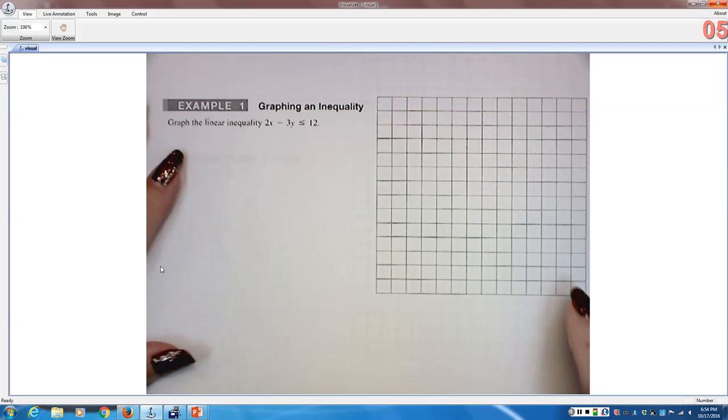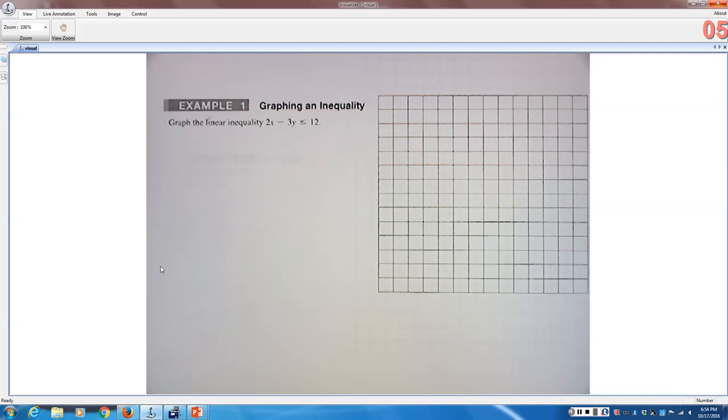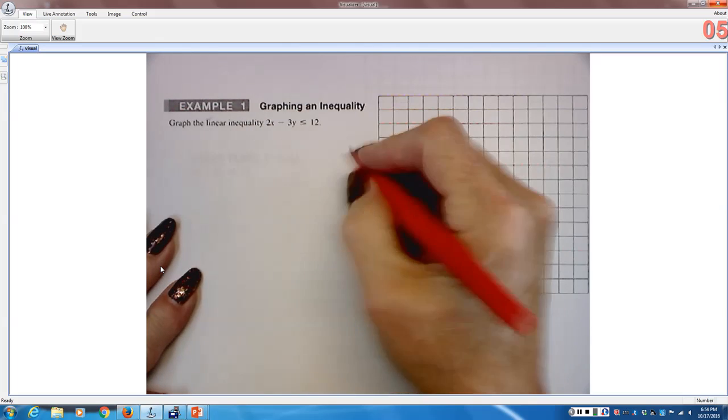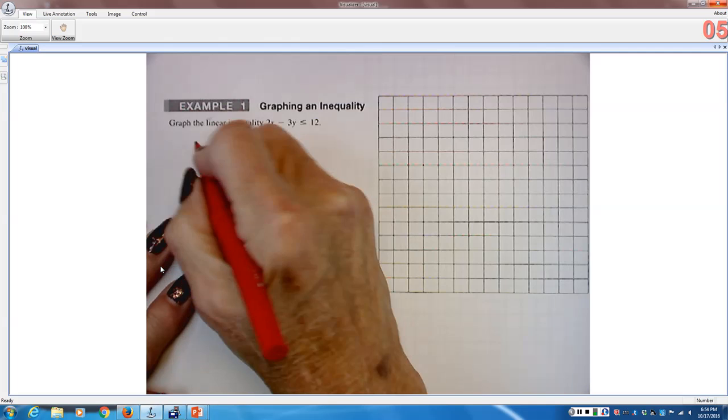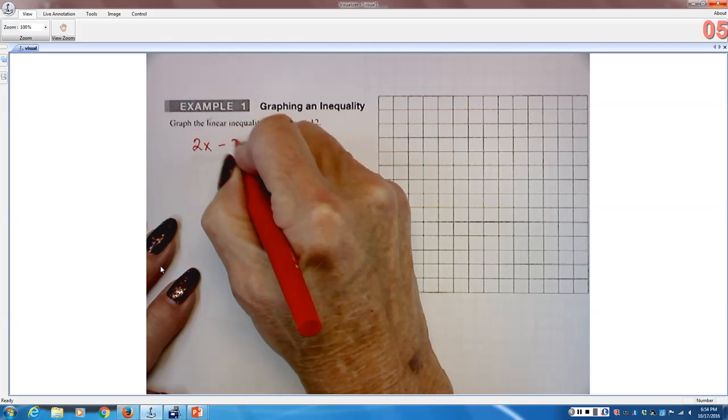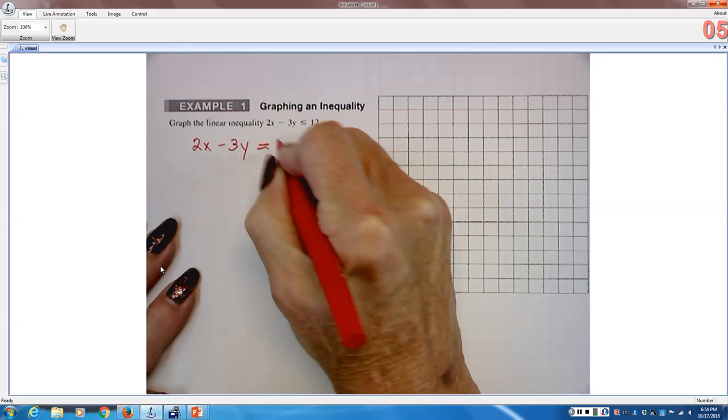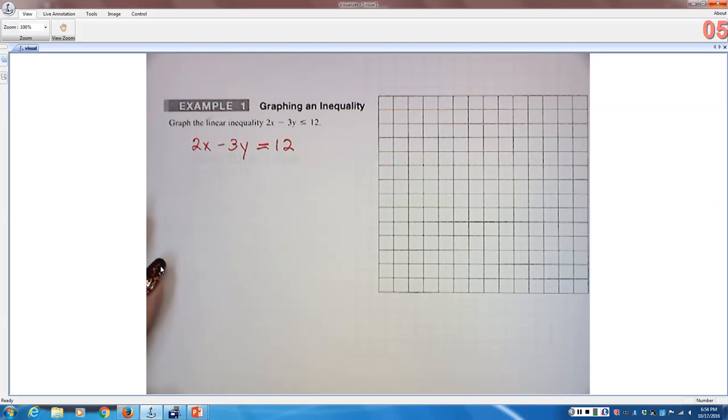Since we're going to graph the linear inequality, we're first going to look at the equation that's related to it, which is 2x - 3y = 12, and we're going to find the x and y intercepts.